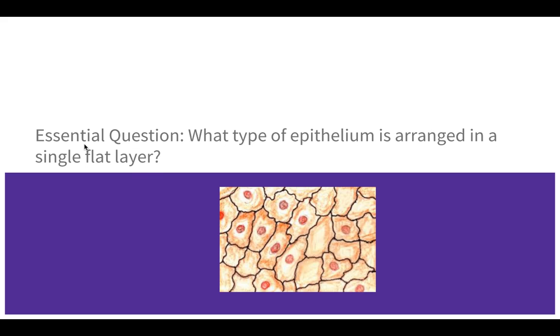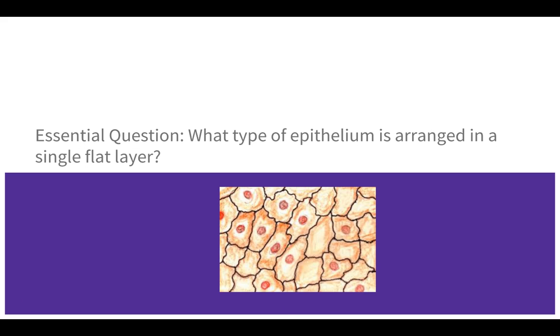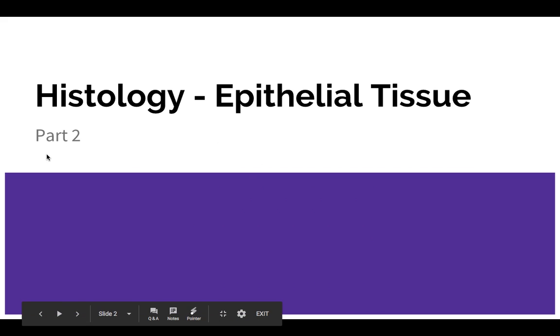The essential question for today is, what type of epithelium is arranged in a single flat layer? And here's an image of this type of epithelium as well. As we get through these notes, you will be able to answer this question. So pay attention and let's get busy. This is part 2 of our histology notes, and we're focusing here on epithelial tissue.